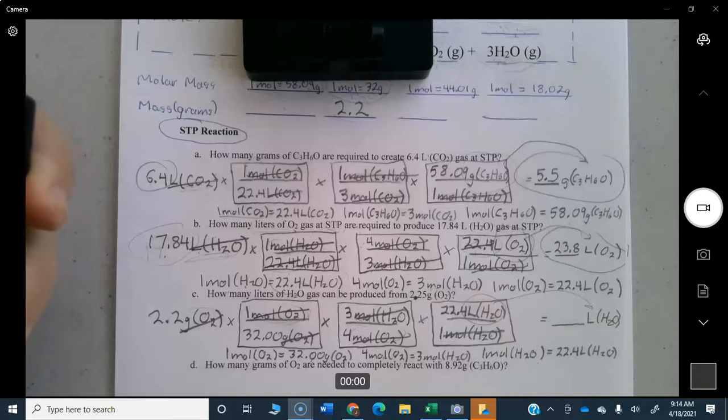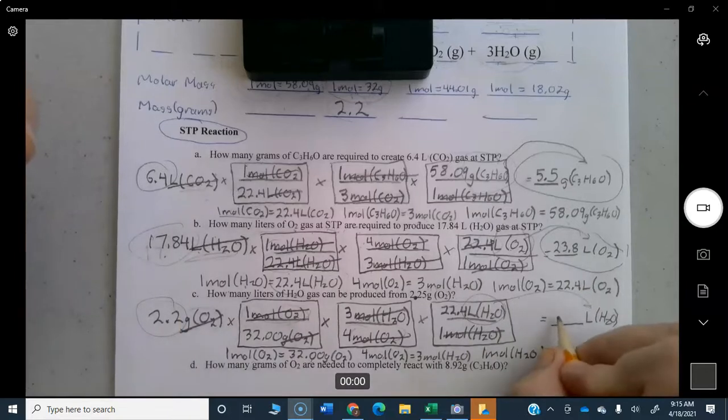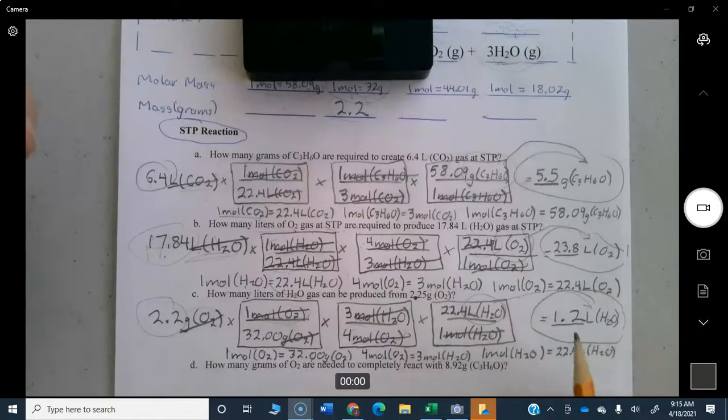2.2 times 1 times 3 times 22.4 divided by 32.00 divided by 4 divided by 1, and that gives us 1.16. We're limited to two significant figures, so we're going to round that to 1.2 liters. Okay, and that's your final answer.